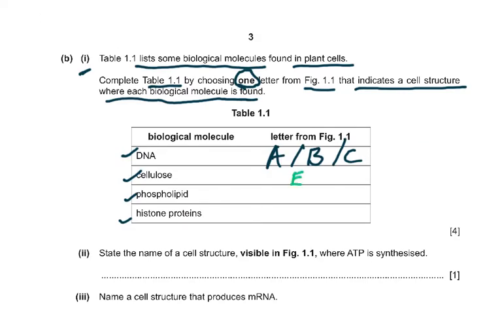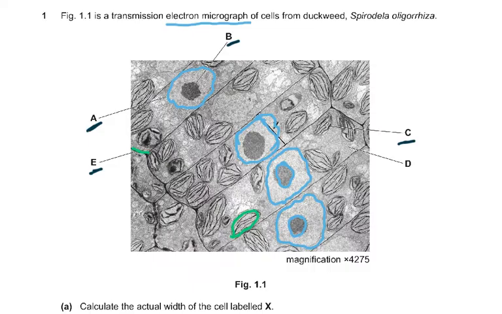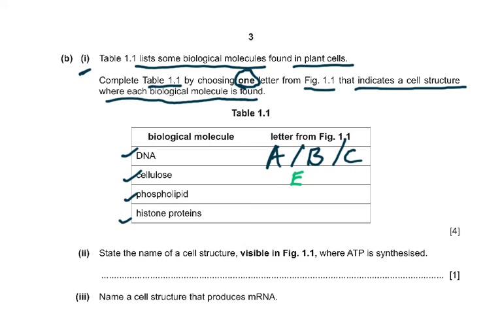Then we have phospholipid. So where was phospholipid present? Phospholipid was present in A and C. Why A and C? A is the nuclear membrane. So phospholipid was present here. And why C? What is C? C is also the chloroplast. In the chloroplast also the outer membrane and the inner membrane and the thylakoids are all made up of phospholipids. So then we had to say phospholipid was in A and C. Any of these was correct.